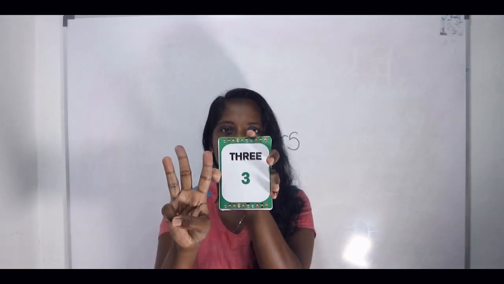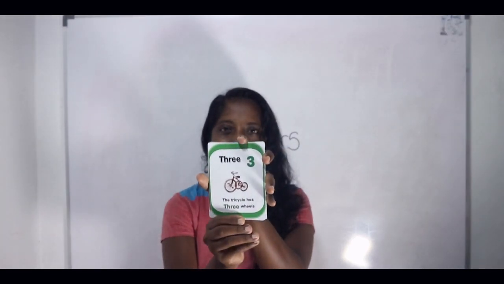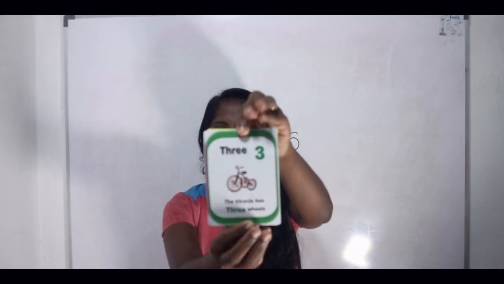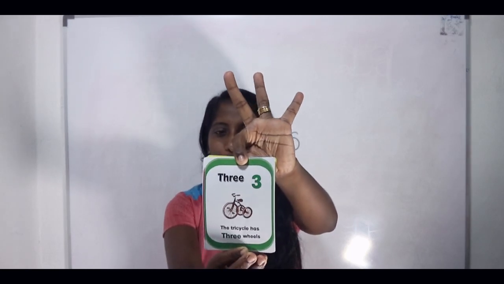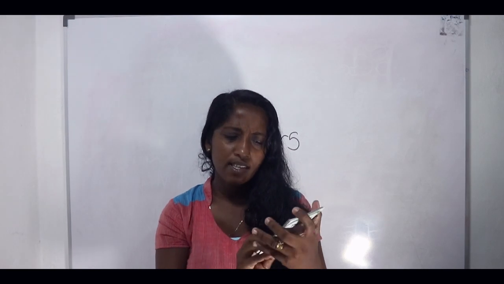Number 3. So, what about this tricycle? This tricycle has 3 wheels. How many wheels? රෝද කීයද? 3යි. Right. Okay. What is this number?